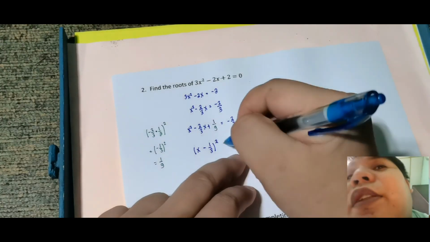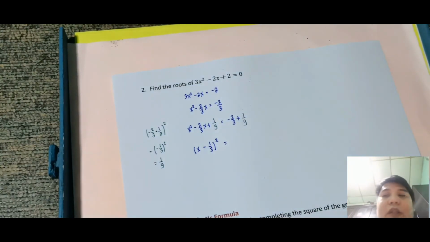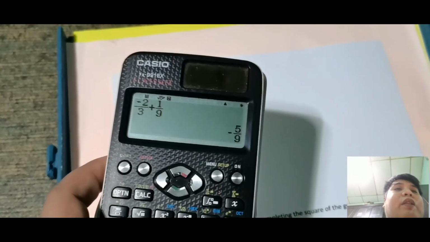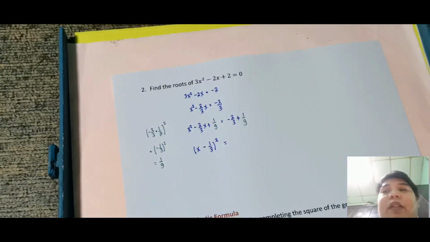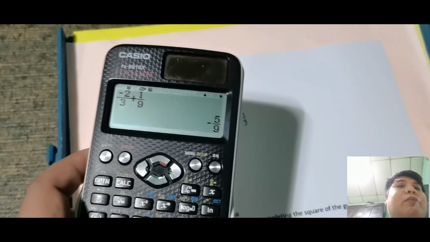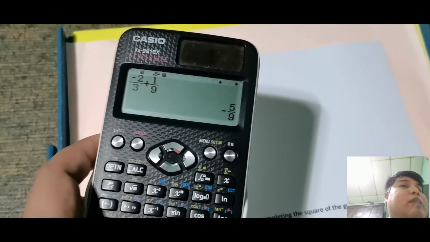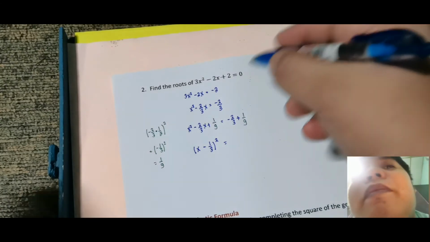Okay, then, add lang natin tong sa right side. So, that is negative 2 over 3 plus 1 over 9. So, pakita ko na rin. Okay, that is negative 5 over 9. So, ito na, shout out na rin sa calcu. Kung may ganito ka calcu, mas advantage kasi may fraction. Mas madali. So, that is negative 5 over 9.